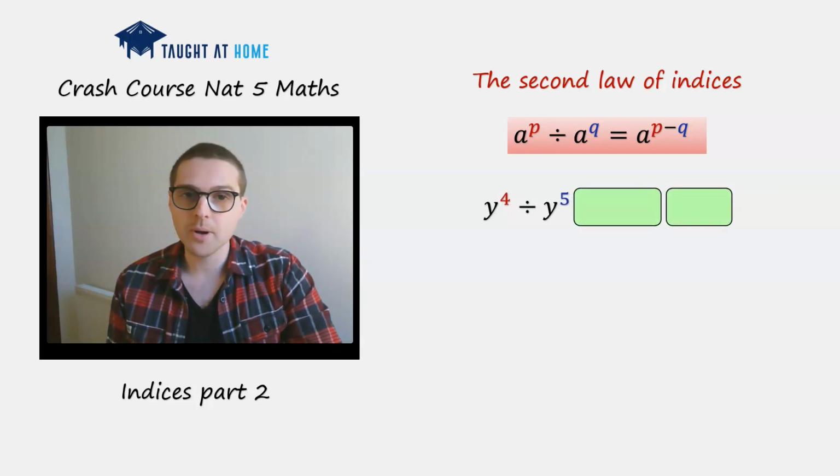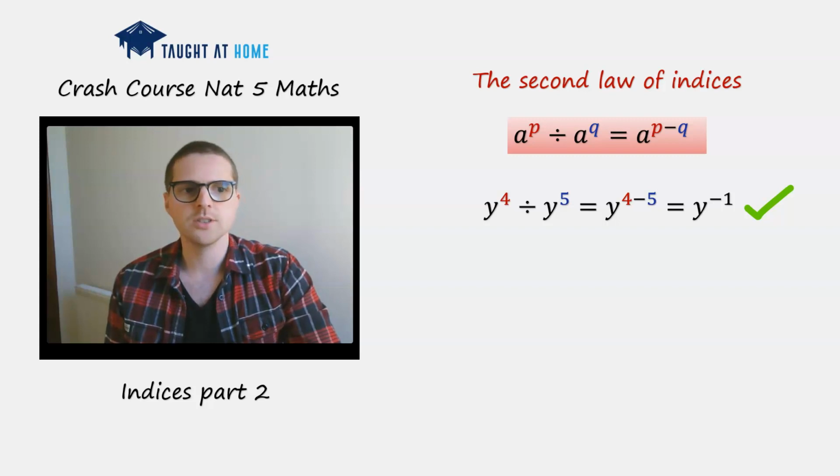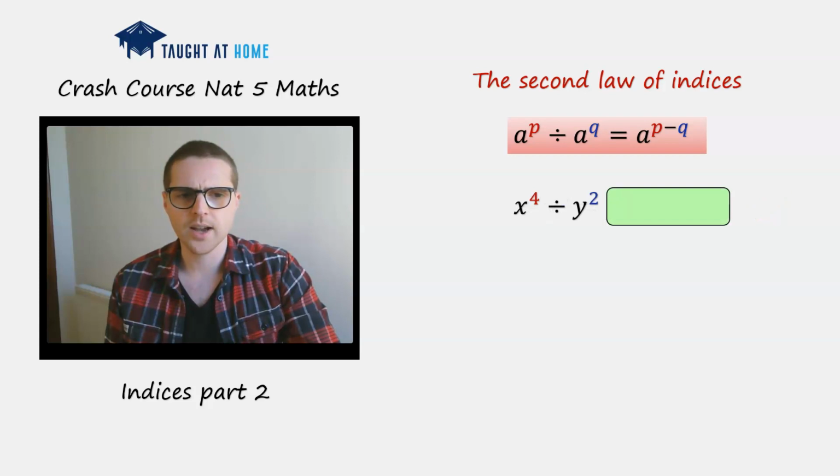Y to the power of 4 divided by y to the power of 5. And what we're going to do is we're going to have a negative index. This is fine. We're going to come to this later on, but just use the laws and trust that you've got the right answer.